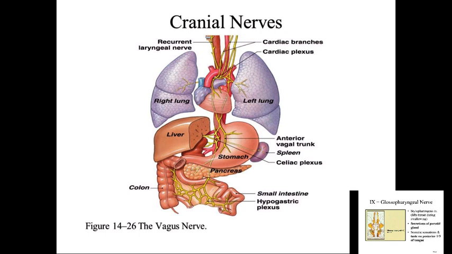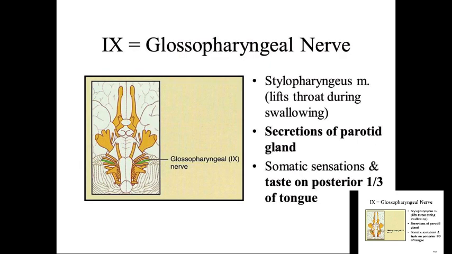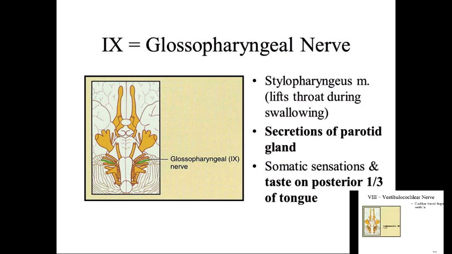Glossopharyngeal, which is cranial nerve 9, deals with the taste of bitter to the posterior one-third of the tongue. So then you may ask, what does the other two-thirds of the tongue? That's cranial nerve 7. Seven does sweet, sour, and salty, the anterior two-thirds of the tongue, and it's the facial nerve, whereas cranial nerve 9 does the sense of bitter to the posterior one-third. It also deals with secretions to the parotid gland, and it deals with the stylopharyngeal muscle, which helps to lift the throat during swallowing.